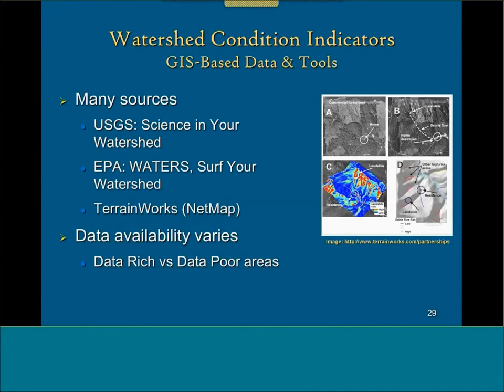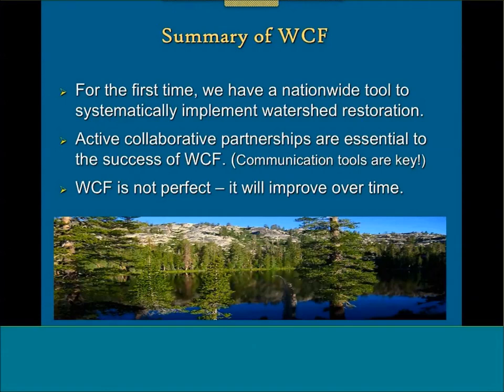And so as consistent as the rule set is across the United States to do these watershed condition assessments, the results vary also. And we have to keep that in the back of our mind as we're looking at all this data. So, a quick summary. For the first time, we have a nationwide tool to systematically implement watershed restoration. We focus on partnerships. They are essential to the success of the WCF. And as I said, communication tools are the key.